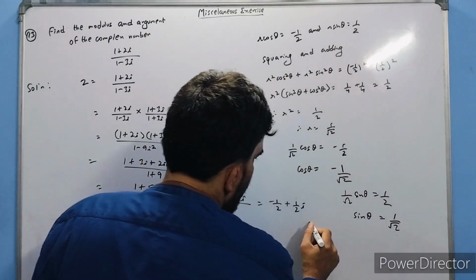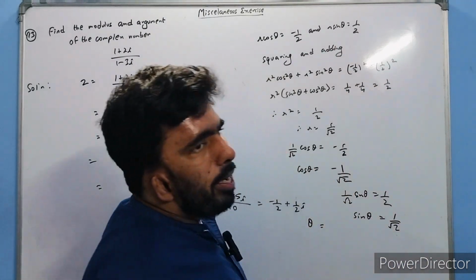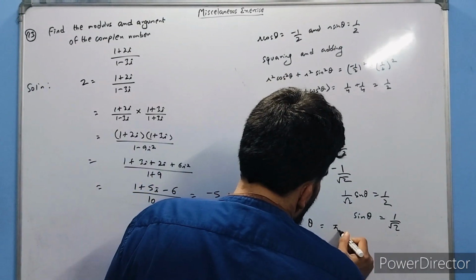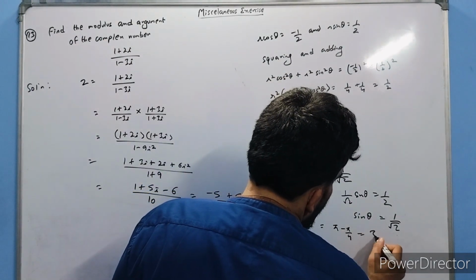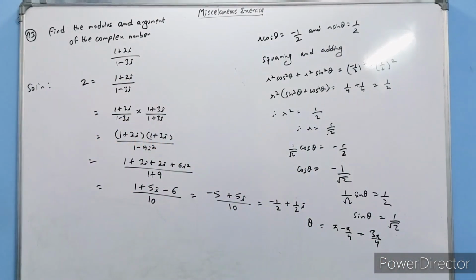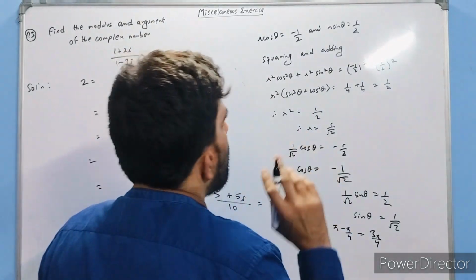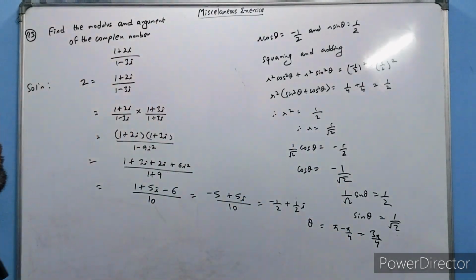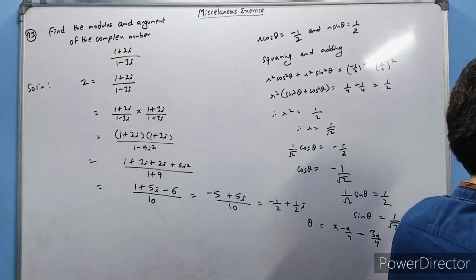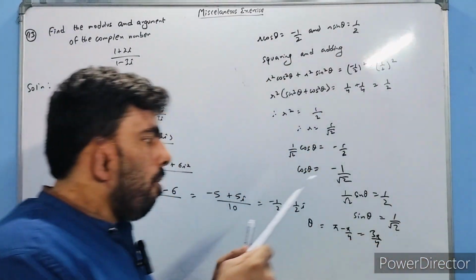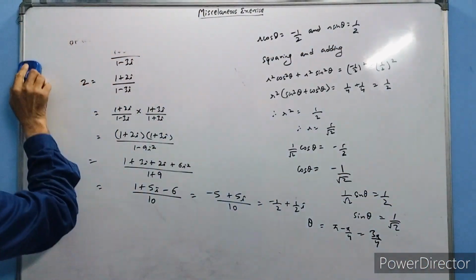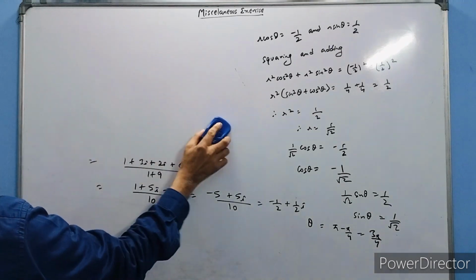Now to find theta here, we know that in the second quadrant sin is positive and cos is negative. So we will have pi minus pi upon 4, which is 3 pi upon 4. So we have the argument theta as 3 pi upon 4, and the modulus as 1 upon root 2. So that is how we find the modulus and argument of the given complex number. Now let us try to solve the 14th question. Let us see what the 14th question is.